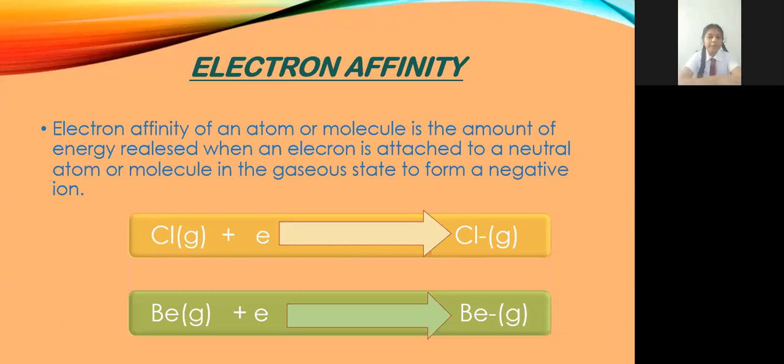We would like to describe the electron affinity. Electron affinity of an atom or molecule is the amount of energy released when an electron is attached to the neutral atom or molecule in gaseous state. Kavisha, what about the electron affinity value?